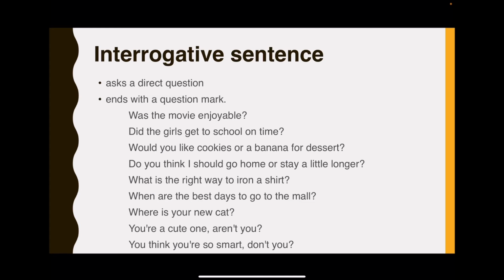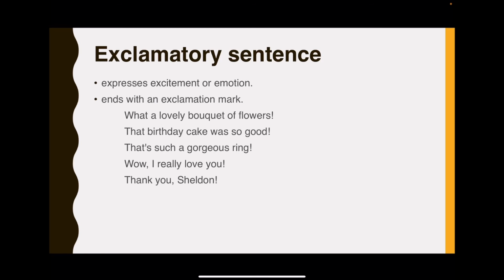Okay, next one, actually the last one, for the functions of the sentence, this is called exclamatory sentence. Here this is just to express your excitement or some kind of emotion, and they must end with an exclamation mark. That is just to give the feeling.